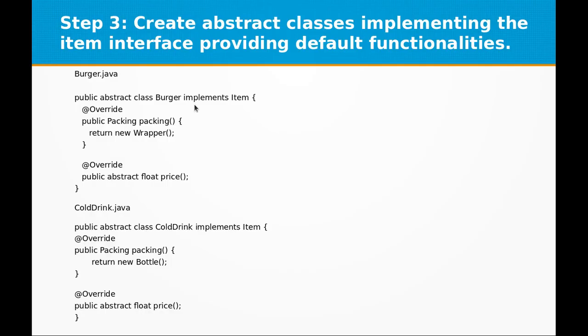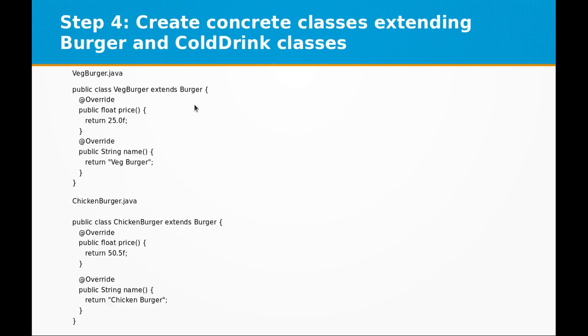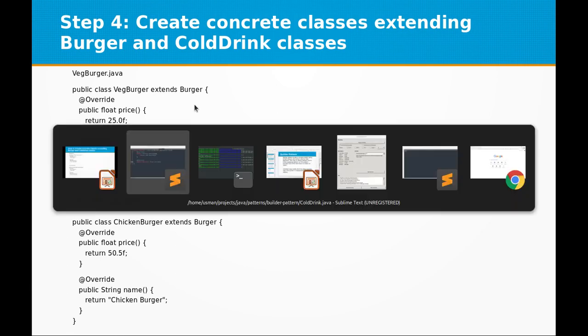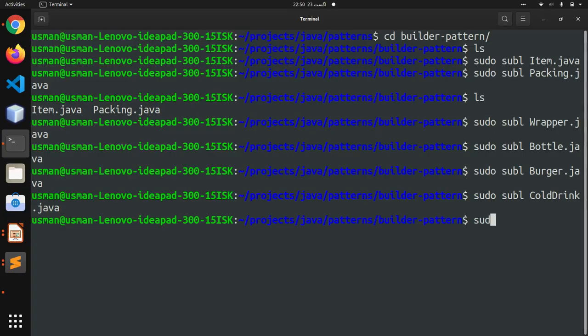So we are done with ColdDrink.java and Burger.java. Now let's move on to step 4. Now let's create concrete classes extending burger and cold drink classes. So now I'm going to create two types of burgers. One is veg burger and the other one is chicken burger. So let's create the veg burger first.